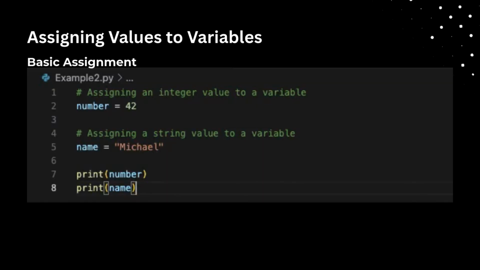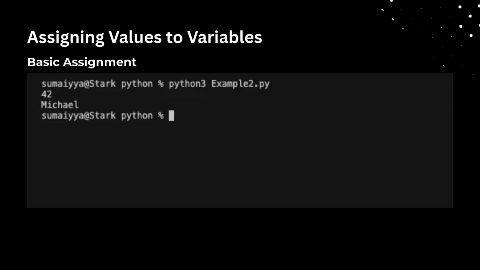Assigning values to variables. There are various ways of assigning values to a variable. The first one is basic assignment. In Python, the assignment operator equals is used to assign a value to a variable. Here is a simple example demonstrating how to assign values to variables. number = 42, name = "Mikhail", print(number), print(name). In this example, the variable number is assigned the integer value 42 using the equals operator.